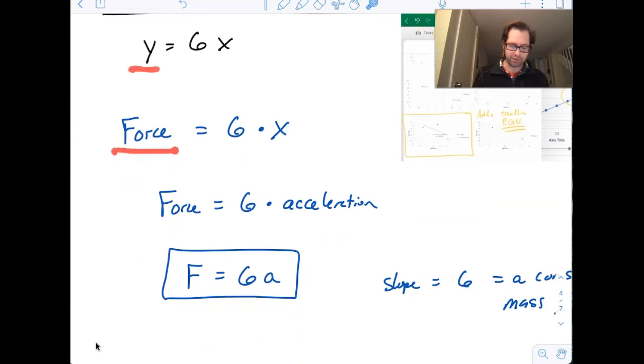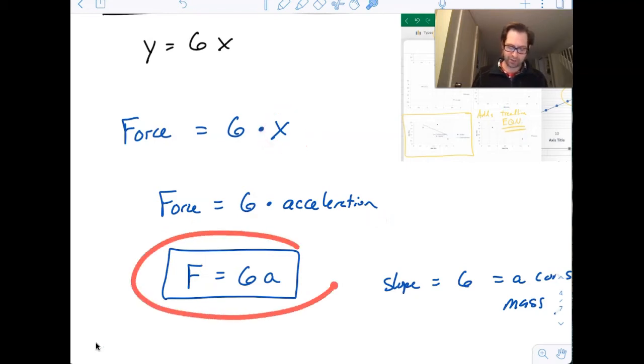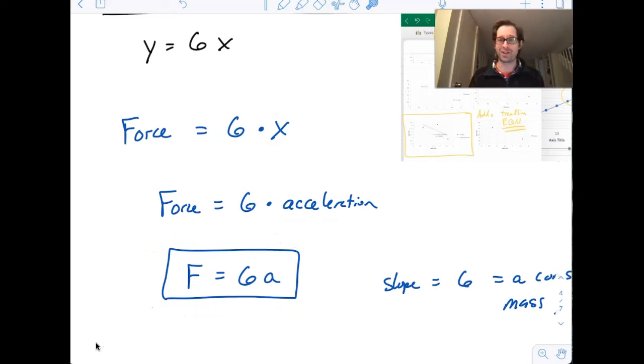Y gets replaced with force, and times 6x. Force then is equal to the slope of the line, 6, times what x stands for. Well, x is our acceleration. So here's my y equals mx plus b equation. There is no intercept, so it's just F equals 6 times a.